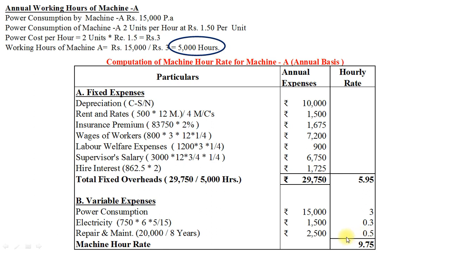And now finally we will add per hour machine rate for fixed overheads plus per hour variable overhead rates for machine. So 5.95 plus 3 plus 0.3 plus 0.5 is equal to 9.75. So our machine hour rate of machine A amounts to 9.75. That's all.